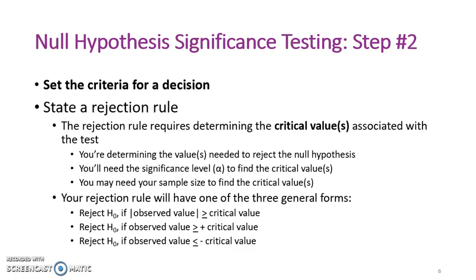Or we would have a directional rejection rule. So we'll reject the null hypothesis if the observed value is greater than or equal to some positive critical value or less than or equal to some negative critical value. So to fully understand the rejection rule and what it represents, I'm going to take a short detour to explain the rejection region and critical values and 1 versus 2-tailed tests.